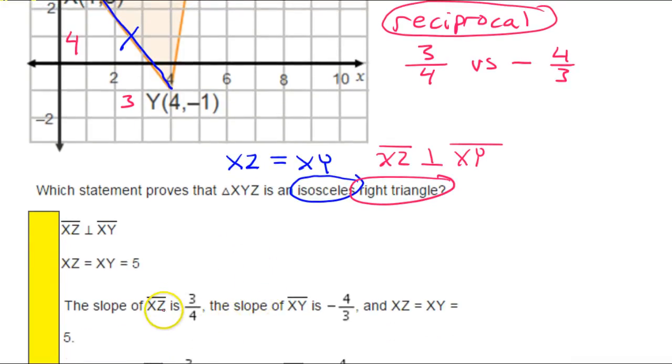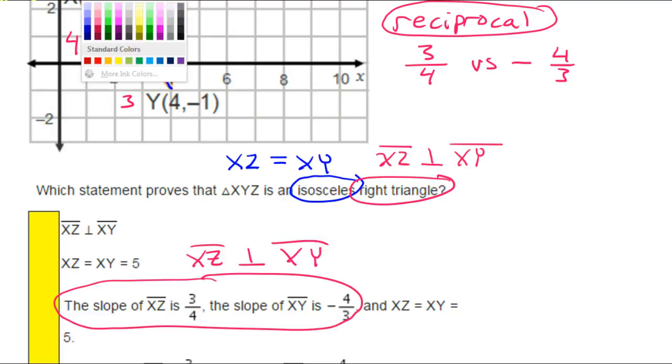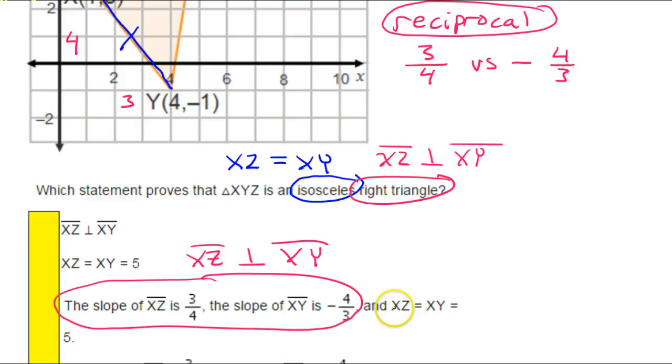The slope of XZ is 3/4. Yep. Slope of XY is -4/3. Yep. So that's an indirect way of showing that XZ is perpendicular to XY. So there's one of the two things we needed. And here's the other thing that we needed: XZ is equal to XY.